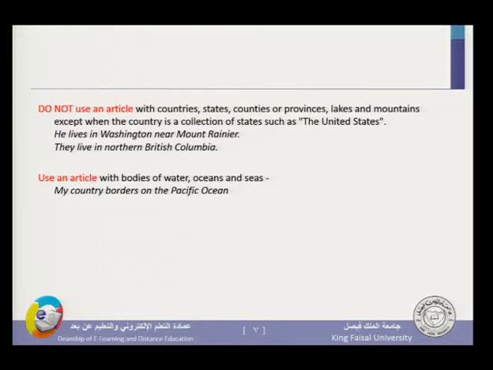Don't use an article with countries. I couldn't say a Jordan. Okay? With countries, states, continents, lakes and mountains. This is an important note, by the way. Use the article with bodies of water, oceans, and seas. For example, if we have only one thing, we have to use the definite article with it. For example, we have only one moon, so we say the moon, the sun, where the sun and the moon are preceded by the definite article the. The Atlantic Ocean, because we have only one Atlantic Ocean, so it could be preceded by the definite article the.